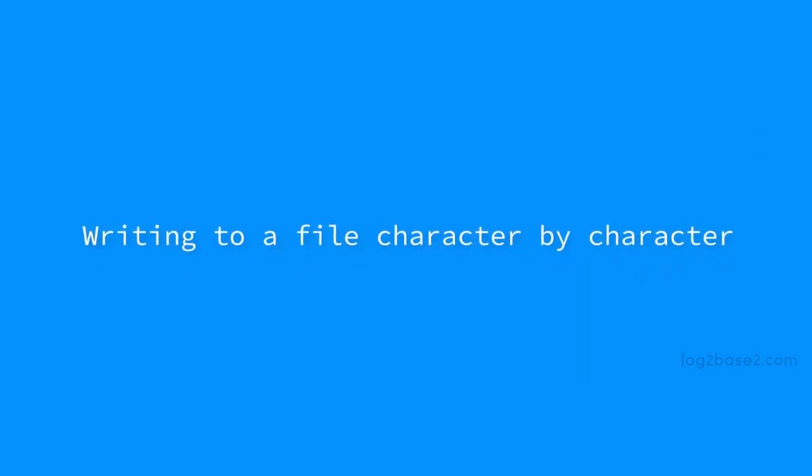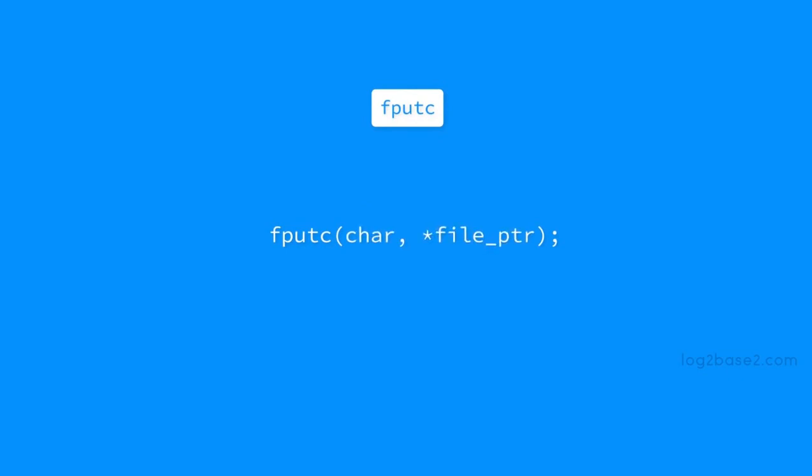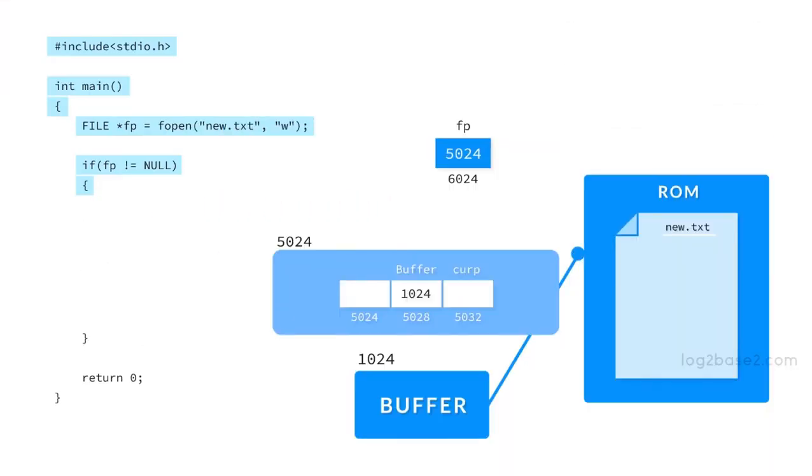Now let's write data into the file character by character. We can write a character into a file using the fputc function. We have already learned about fgetc, which returns a character from a file. Here, fputc will write a character into the file. We have two arguments for the function fputc, which are the character to be written and the file pointer. So let's write hello into the file new.txt.